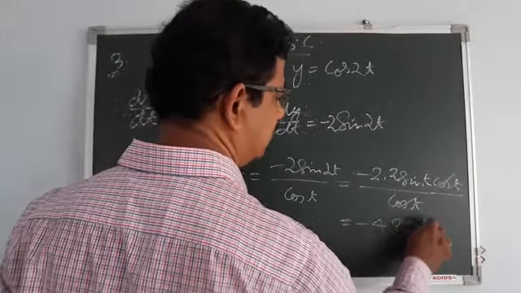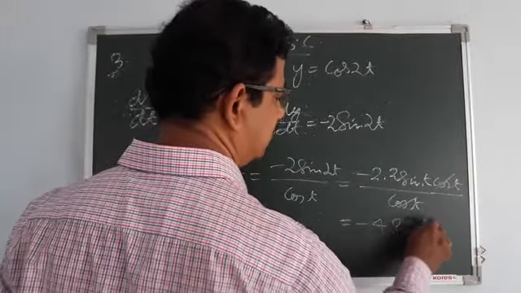Question number 5. It is given x equal to cos theta minus cos twice theta, y is equal to sin theta minus sin twice theta. So now we differentiate this. Here theta is the variable, so we have to differentiate with respect to theta.